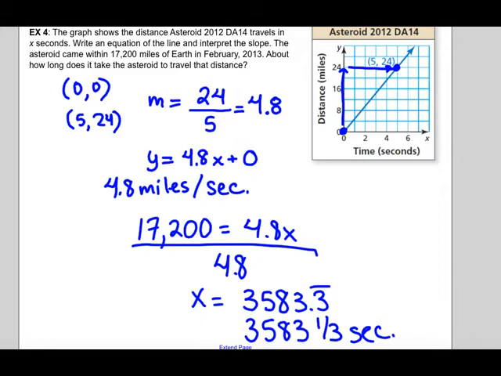Now if you were to try to convert that, okay, we know that there are 60 seconds in a minute, so if we divide it by 60, that will give us our minutes. It only takes 59 minutes, 59.72 repeating, which is only about an hour. So it would have only taken it an hour to hit us, or to travel that distance.